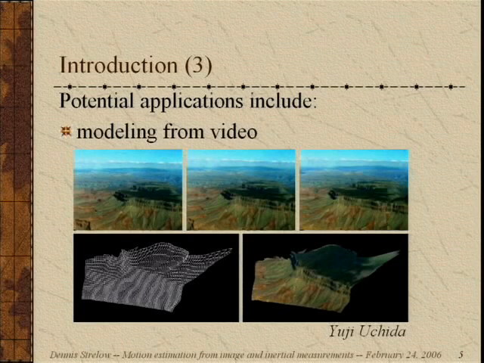Okay, so there are a lot of applications for this type of thing. Modeling from video is one. This is an example from an old collaborator of ours named Yuji Uchida. Across the top, you see 3 frames from a short sequence of the Grand Canyon. He's used the factorization method, which I'll talk about a little bit, to get the position of the camera at each time. Once you know the position of the camera at each time, you can do multi-baseline stereopsis to figure out the dense structure of the scene that you saw. That's what you see on the left. And on the right, he's just taken that structure and texture mapped it.